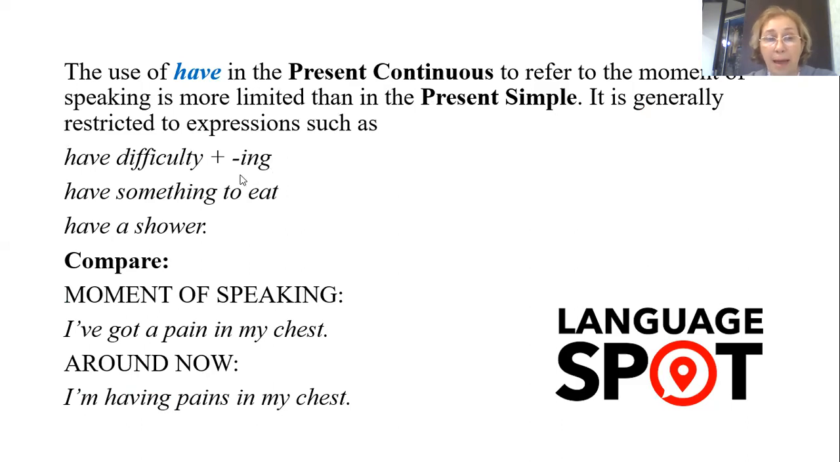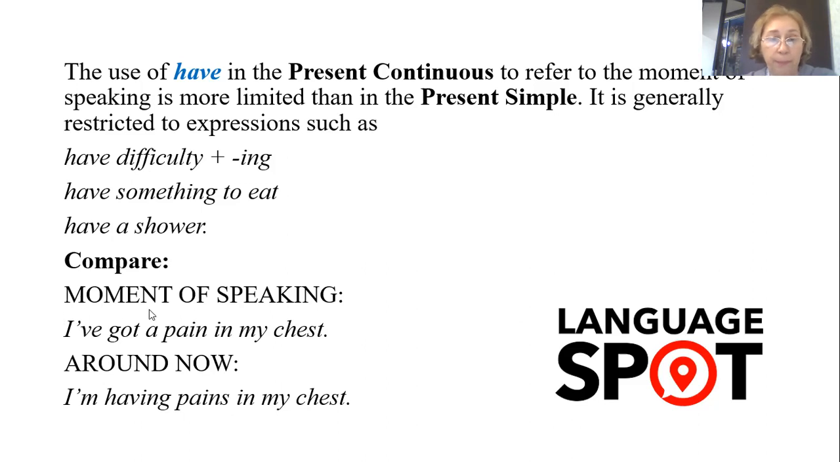We can add -ing. I mean, we can use it in the present continuous. I'm having difficulty with the internet connection now, or have something to eat. It's also possible to use in the present continuous, and have a shower. In the other meanings, have shouldn't be used in the present continuous form. In continuous form, it should be used in the simple form.